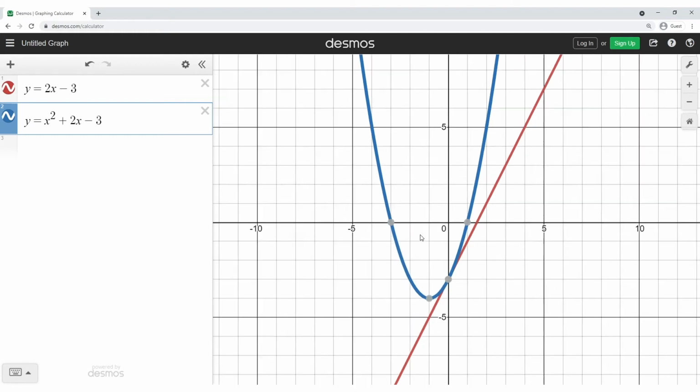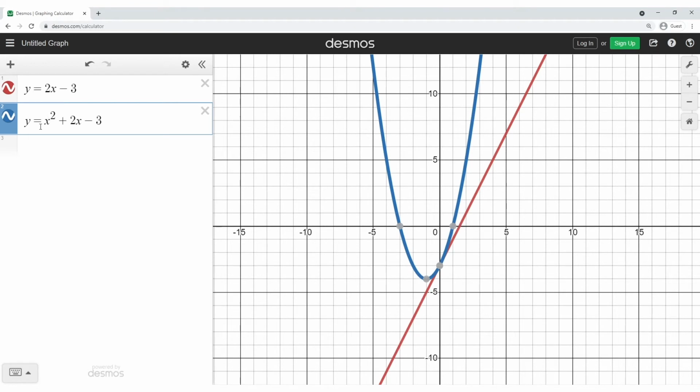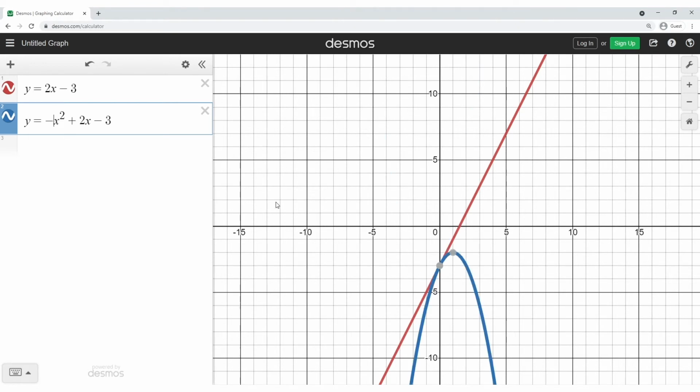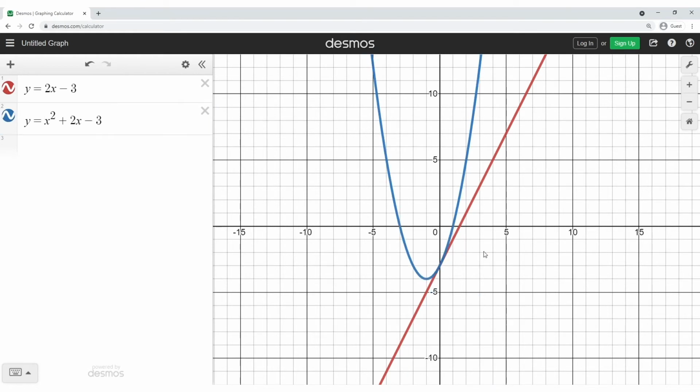Parabolas can also have a maximum value. If I was to make this negative, it flips the graph upside down. Notice the y-intercept is still the same, but now I have a maximum value. So you can have either a minimum or a maximum depending on whether it's a positive or a negative graph.